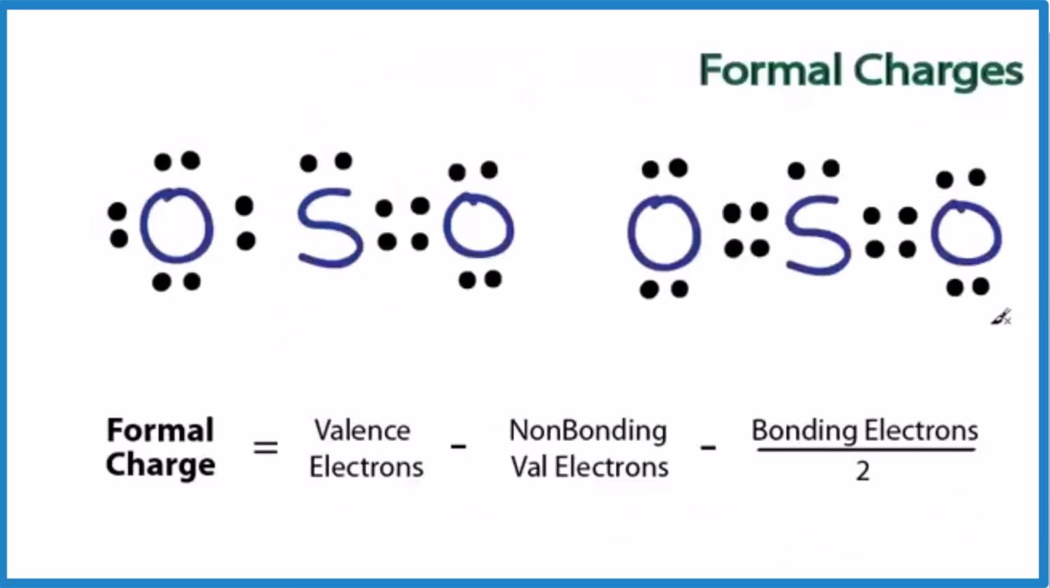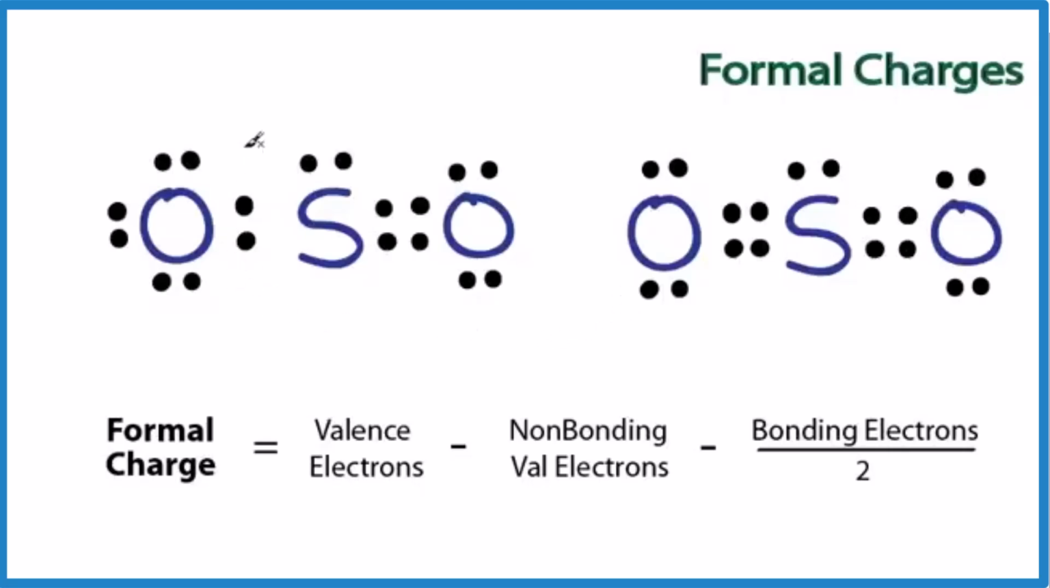So often you'll have more than one possible Lewis structure, and this happens quite frequently when you have something like sulfur in period 3, row 3 of the periodic table, or phosphorus in the same period. They can have more than 8 valence electrons, and that opens up some possibilities. So you want to check the formal charges, especially when you see sulfur or phosphorus.